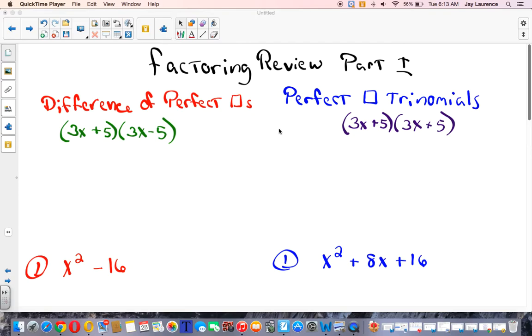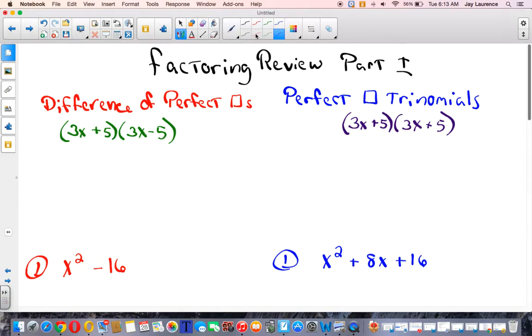We're going to start off with two special patterns of factoring. One is called the difference of perfect squares, and the other one is called a perfect square trinomial. We need to know these really well. Now, I've got a double distribution problem set up in each case. I'm going to double distribute to show you what these special patterns look like. And this should be reviewed, so it should be coming back to you.